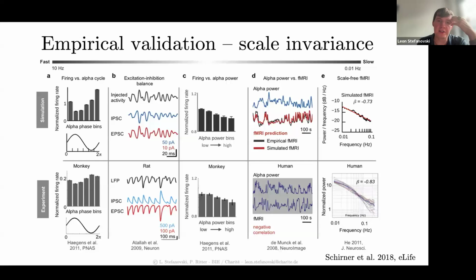clinical applications, like this work from Michael Schirner, who showed also in healthy individuals how different aspects of different scales, therefore we call it scale invariance, are covered in the model, so we can validate it also on different scales. For example, here's a relationship between inhibition and the alpha rhythm, but mostly it was actually focused on EEG, and the connection between EEG and fMRI.